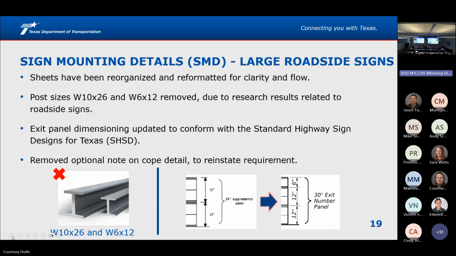For our sign mounting details, there was some research done a while back, and there have been issues with large signs falling down in the field. Some research showed that if they adjusted the wind tables, it would help, but through that research they also removed a couple of the post sizes. So the W10 by 26 and the W6 by 12 were removed.